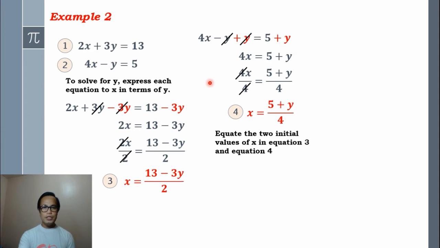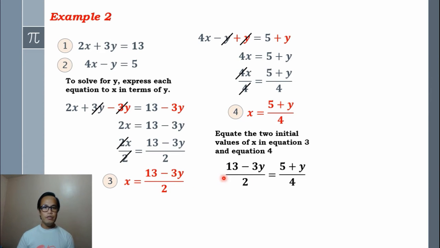Next is, of course, we need to equate the two initial values of x in equation 3 and 4. Equation 3, this is our x. This is the value for x. And equation 4, this is the value for x. So we equate these two values.